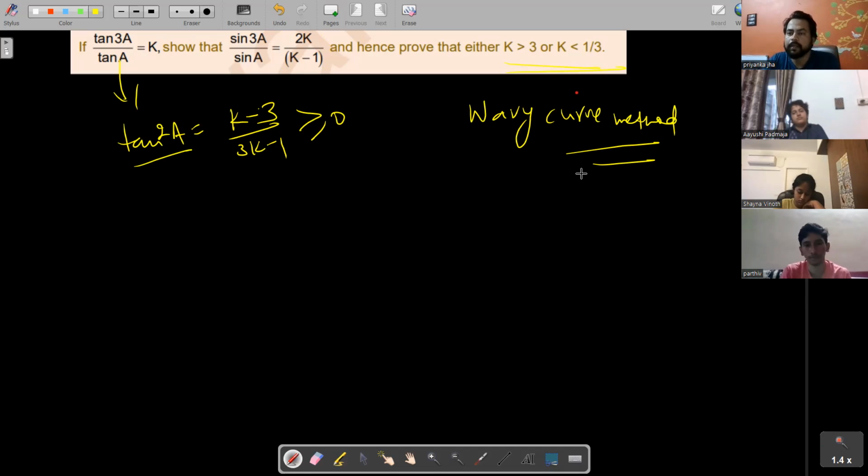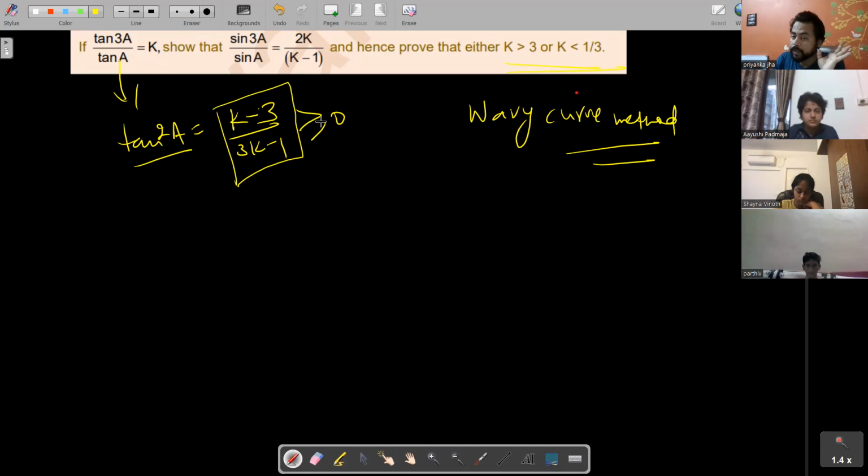I'll teach in detail later. Okay, let me tell you something about this right now, and I'll make you practice more questions over there. See, Wavy curve method is all about finding the sign of the expression. Question is like, we have this expression and we have to find the value of k for which this expression will always be greater than or equal to 0. So the steps: draw a number line.